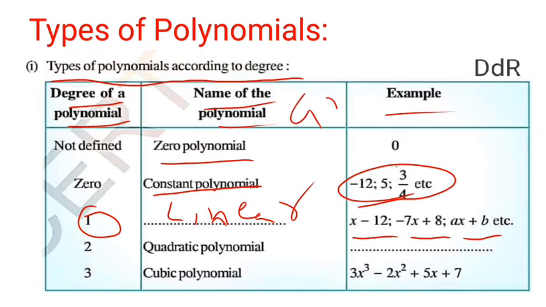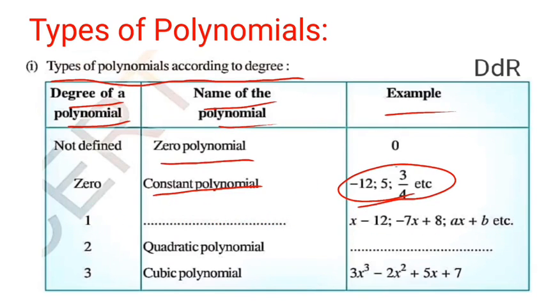See, in ax plus b, the variable is only x, not a and b. So a and b are constant numbers, only x is a variable. Next one is quartic polynomial. What is a quartic polynomial? Degree of the polynomial is 2. It is called a quartic polynomial.